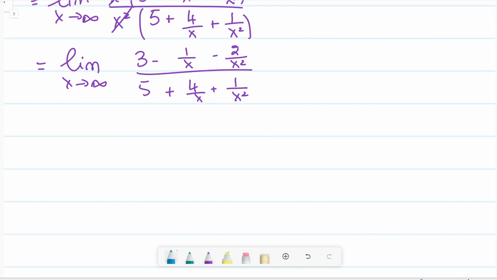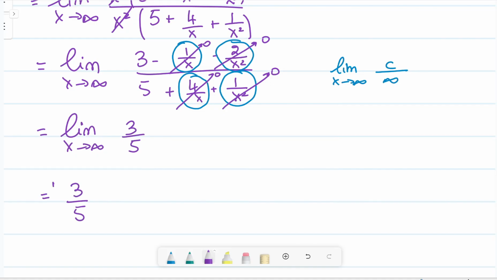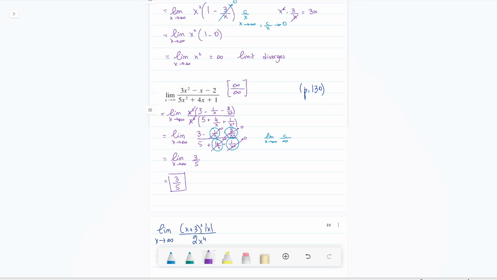Now, we agreed earlier that the limit of a constant over infinity is 0. So, here we have a constant over infinity, we have another one here, and another one here, and another one here. So all of these approach 0. Therefore, we are left with limit as x approaches infinity of 3 over 5, and the limit of a constant is the constant itself, and this is our answer.